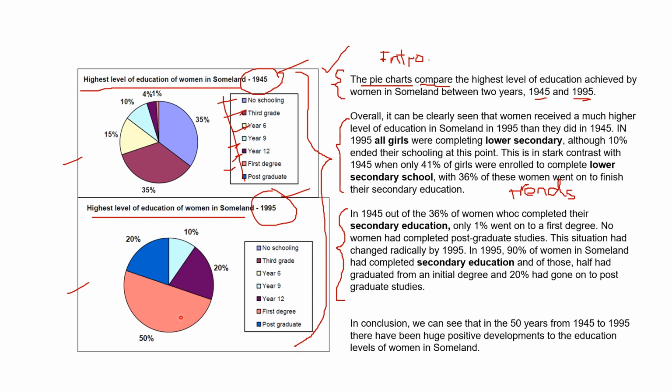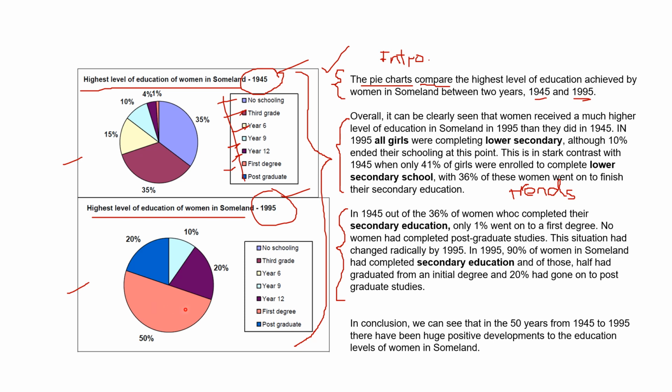In 1995, 90% of women in some land had completed secondary education. You're not seeing here 90%, so it means to say that percentages were added. So who are these women? Women who completed secondary education. We have this one, those who got their first degree, those who finished year 12, secondary education, and those who enrolled for postgraduate.